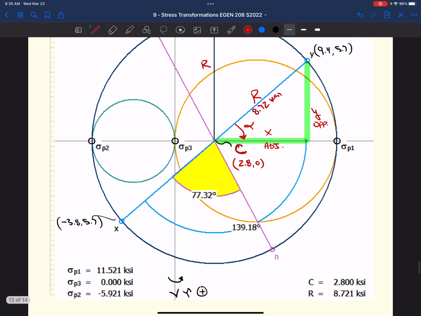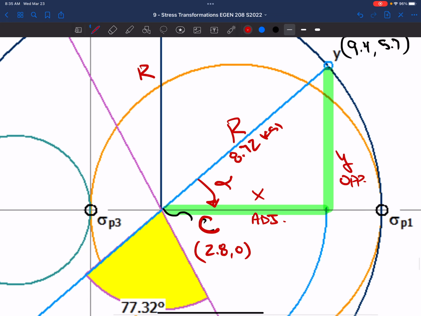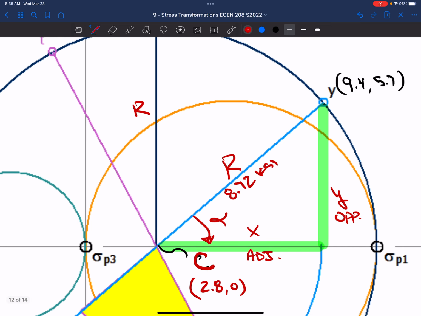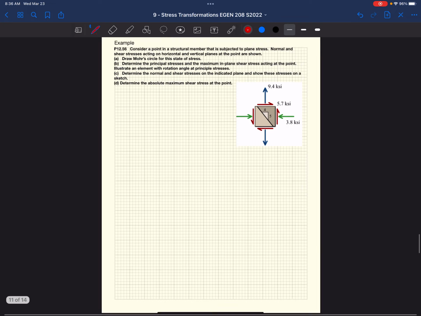Well, if we look at this, our adjacent, our x, is really just the x coordinate. Our opposite, our y coordinate right here, is really just the y coordinate of our y point, 5.7. Our x coordinate is going to be the x coordinate of that y point minus the center. Does that make sense to get us our x or adjacent? So we can just use that.